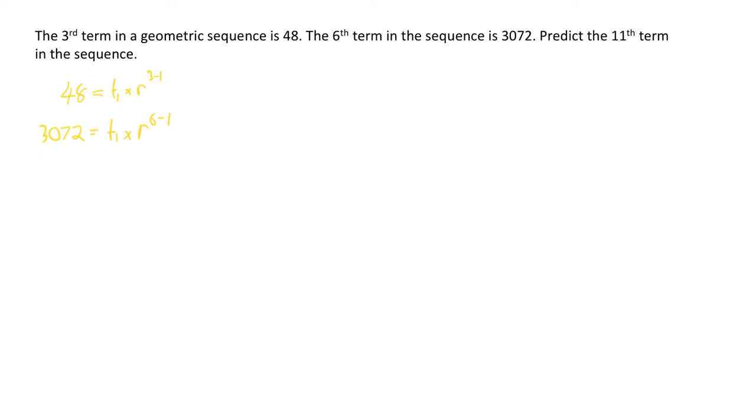So now that I've got that information summarized, I can go ahead and start my calculation. I write them underneath each other, but when I do that, I want to put the later term first. Here I've got terms 3 and 6, so the later term is term 6, and I'm going to put that up the top. So 3072 is equal to T1 times R to the power of 5, because 6 minus 1 is equal to 5. Then underneath it, I'm going to put 48 is equal to T1 times R to the power of 2. Now that I've done that, I can turn that into a division. I'm really dividing those two formulas to find my common ratio.